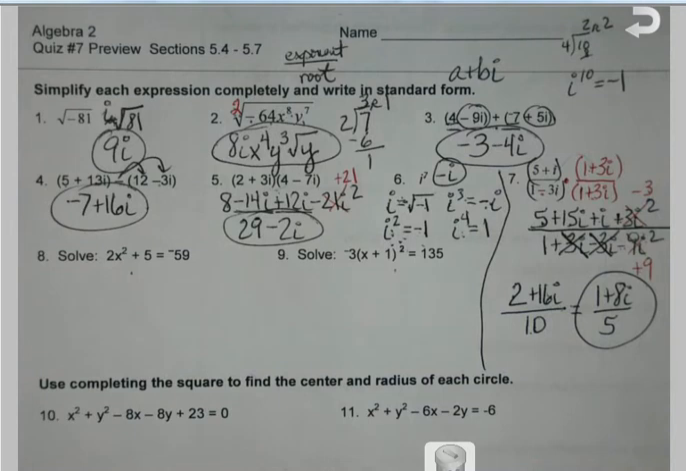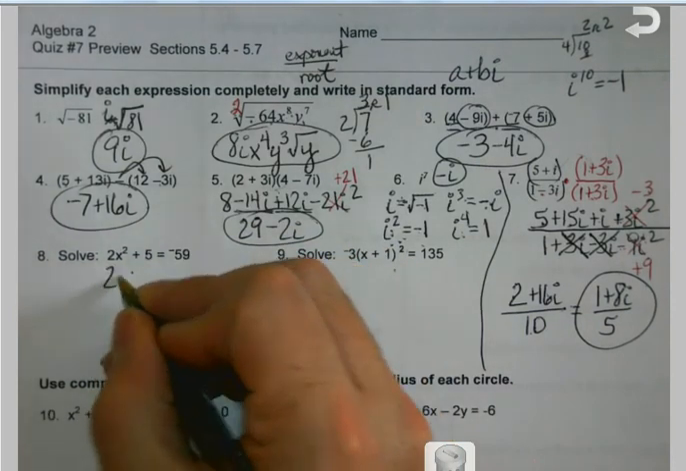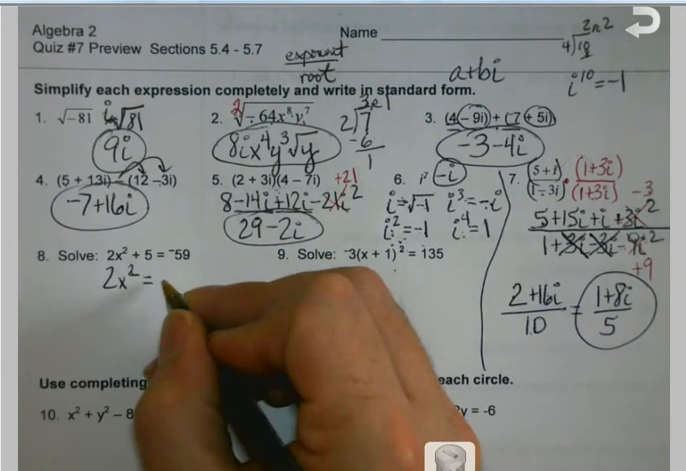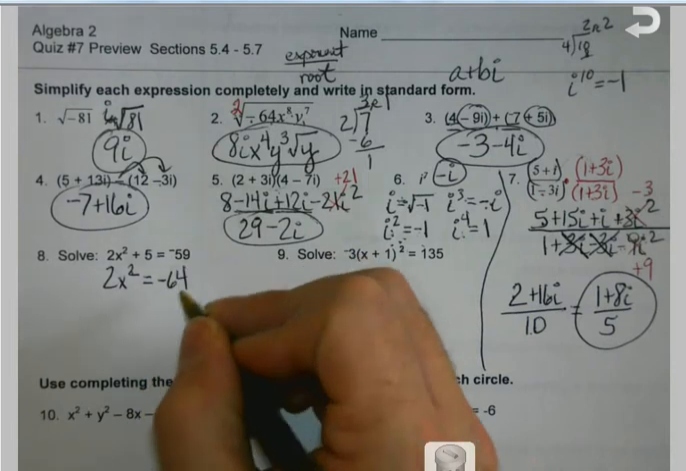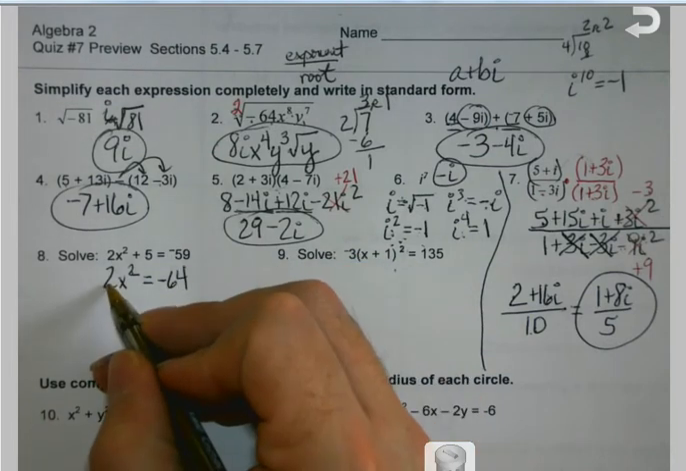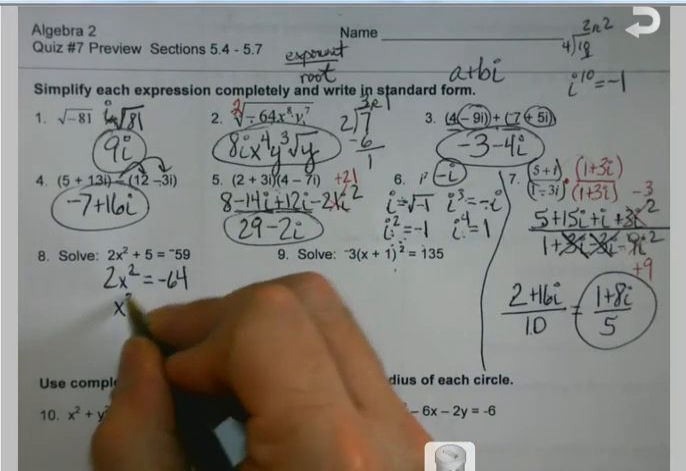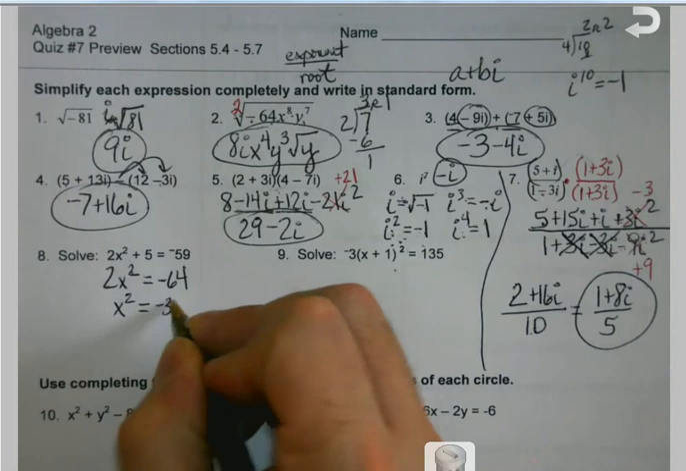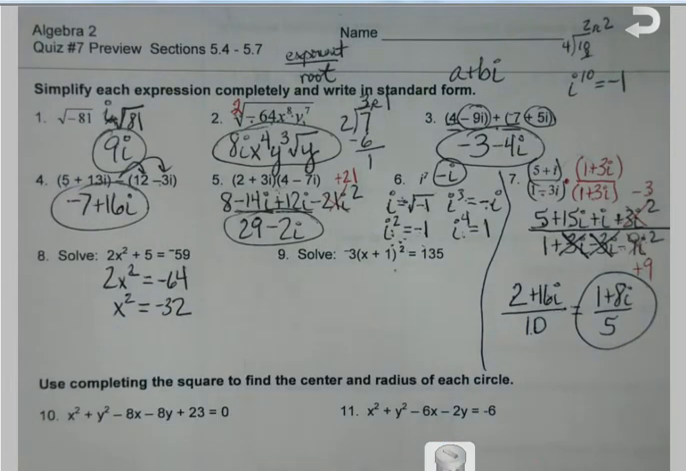Number 8, the big thing on problems like this is I want to get my x term isolated as fast as I can. So here, I need to get the 5 out of there first. Notice I'm not doing square rooting yet. I'm still not doing square rooting. I need that 2 out of my way, so I'll divide that out. Now I'm ready to deal with this.